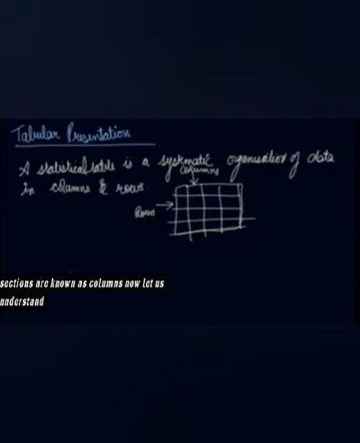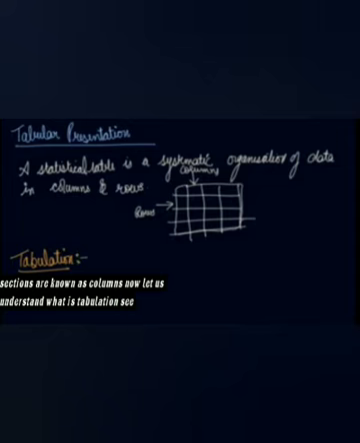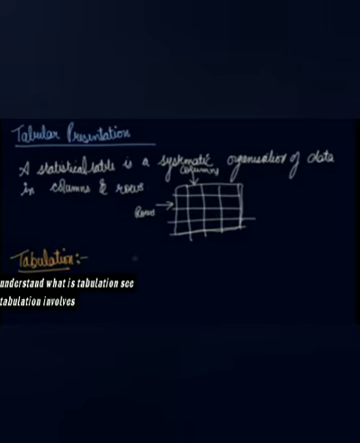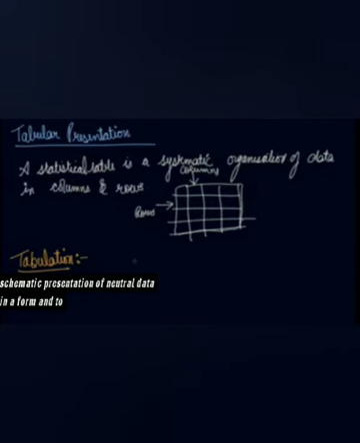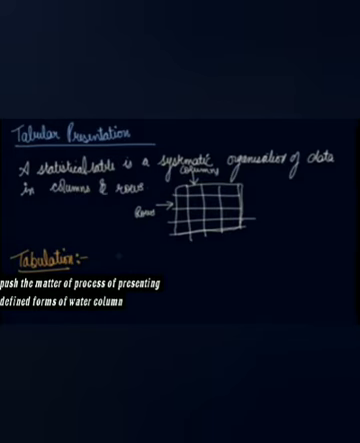Now let's understand what is tabulation. See, tabulation involves the orderly and systematic presentation of numeral data in a form designed to elucidate the problem under consideration. So, tabulation refers to the method or process of presenting data in the forms of rows and columns.